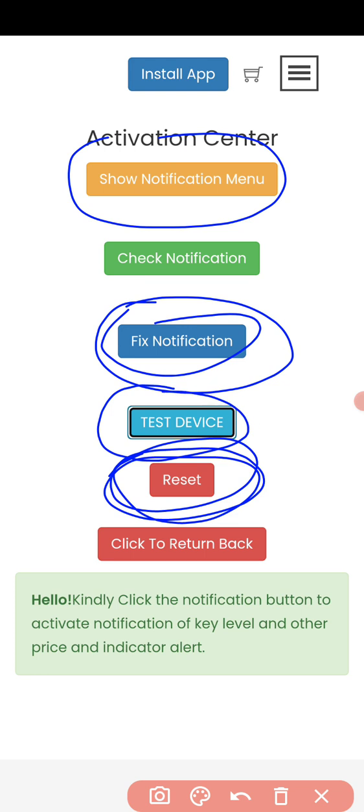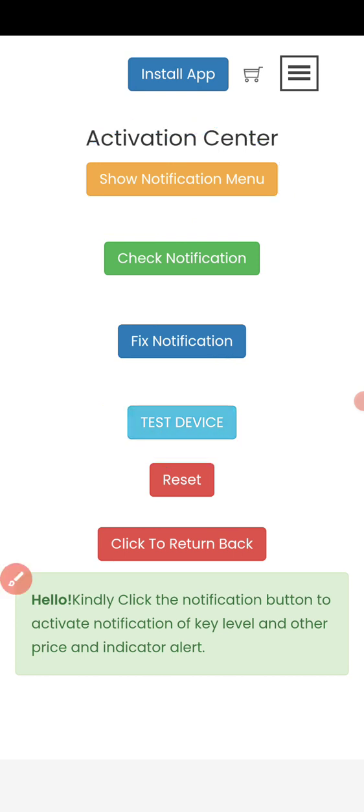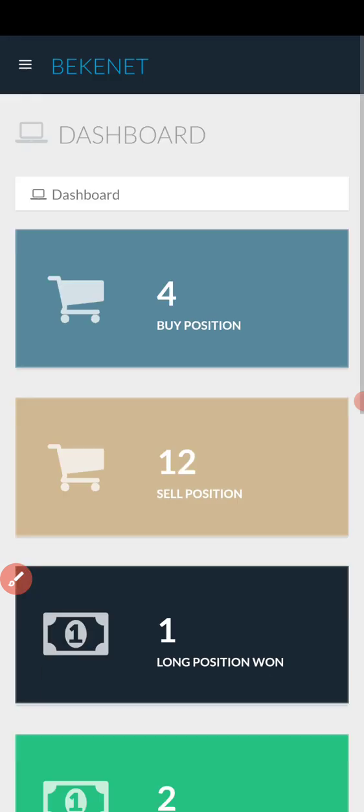So anytime you're having an issue with notifications, repeat this same process. Reset device, come to this place, accept yes, fix notification, and you test. That's all. You understand? You only do it once. Once you're done with that, you can go back to the main menu.